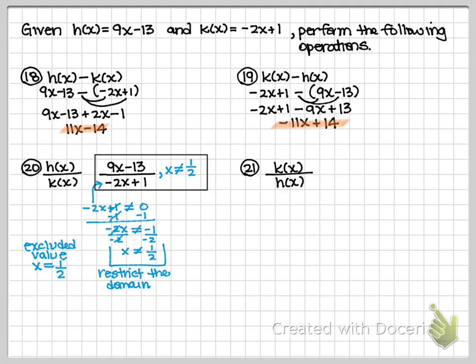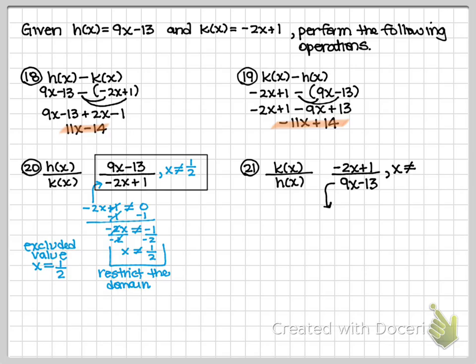X cannot equal. We do the same thing with 21. So k of x goes on top this time, negative 2x plus 1. H of x goes on the bottom this time, 9x minus 13. I have an x in the bottom. You're going to have an excluded value. X cannot equal. Okay, we're just going to do a little bit of work off to the side.